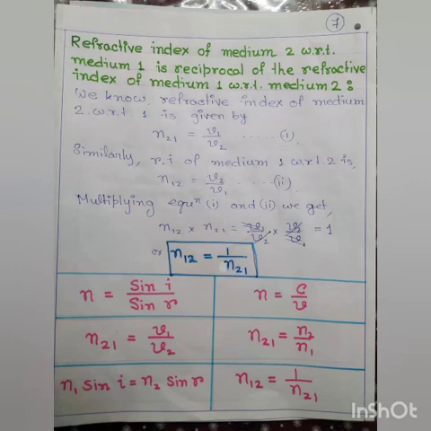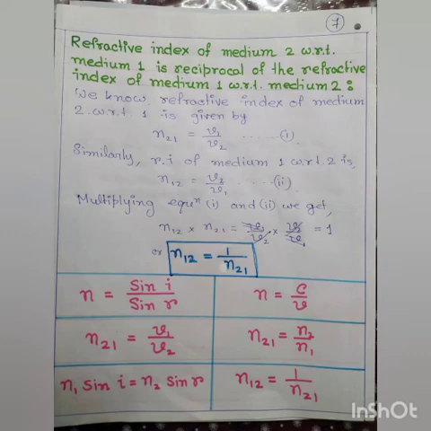Now, if we consider the first medium as the second medium and the second medium as the first medium, then the refractive index of medium 1 with respect to 2 will be N12 equal to V2 by V1. Now multiply these two equations. What will we get? N12 into N21 is equal to 1, or we can conclude N12 equals 1 by N21.